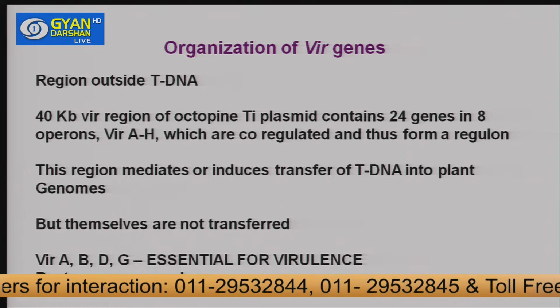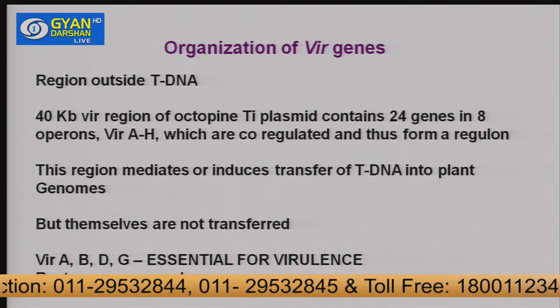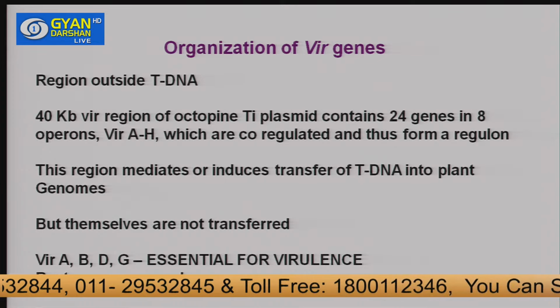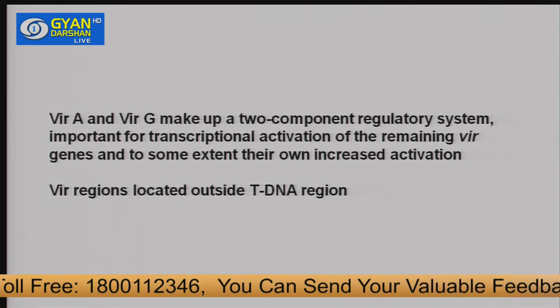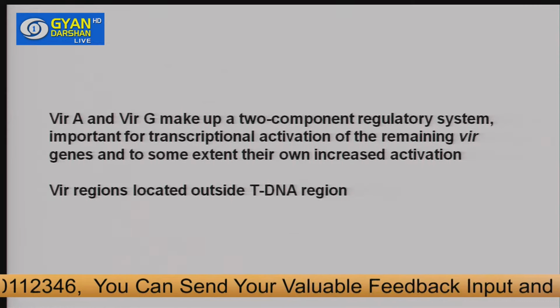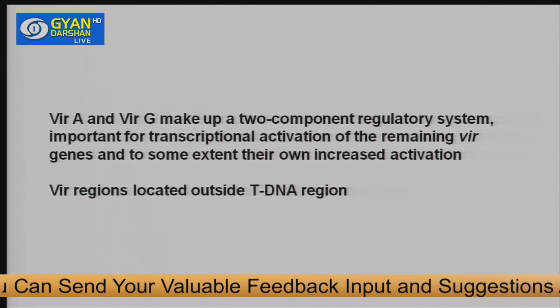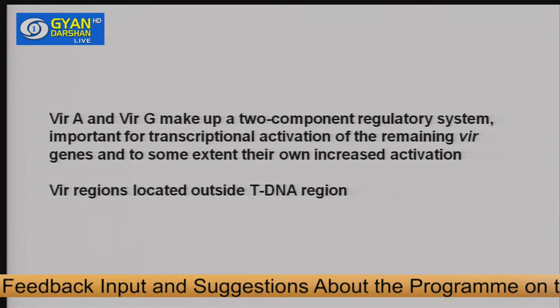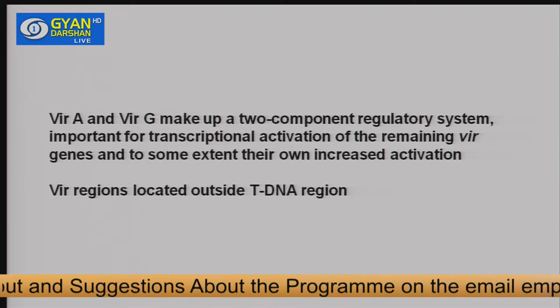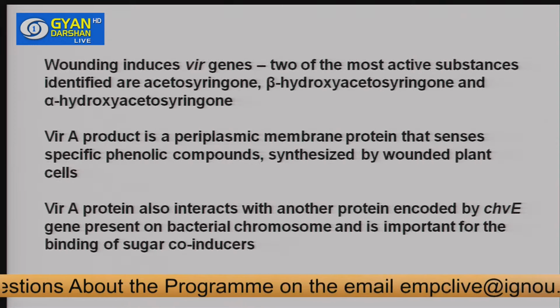Like VIR A, VIR B, VIR D, VIR G, these are essential for virulence, and the rest of the VIR genes play an accessory role. VIR A and VIR G make up a two-component regulatory system important for transcriptional activation of the remaining VIR genes and, to some extent, their own increased activation. VIR regions are located outside the tDNA region.